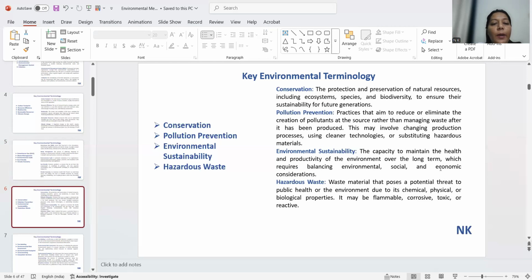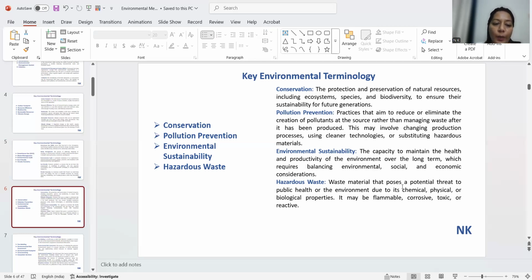In pollution prevention, practices aim to reduce or eliminate the creation of pollutants at the source rather than managing waste after it has been produced. This may involve changing production processes, using cleaner technologies, or substituting hazardous materials. Environmental sustainability is the capacity to maintain the health and productivity of the environment over the long term, which requires balancing environmental, social, and economic considerations.